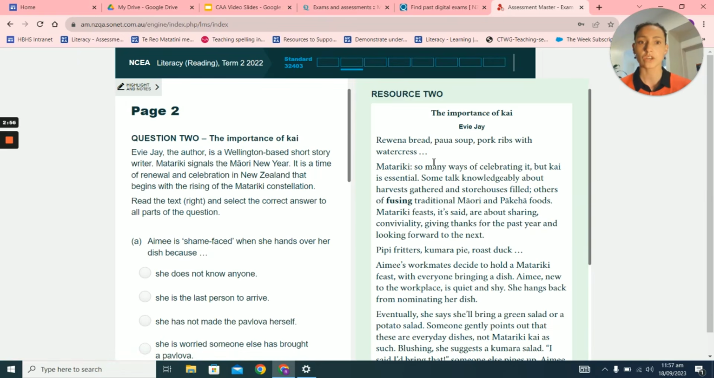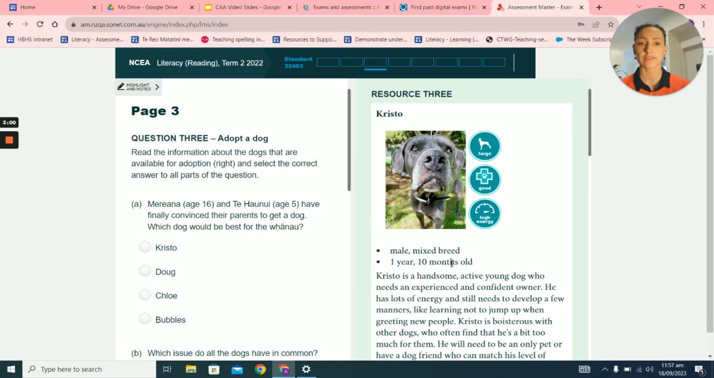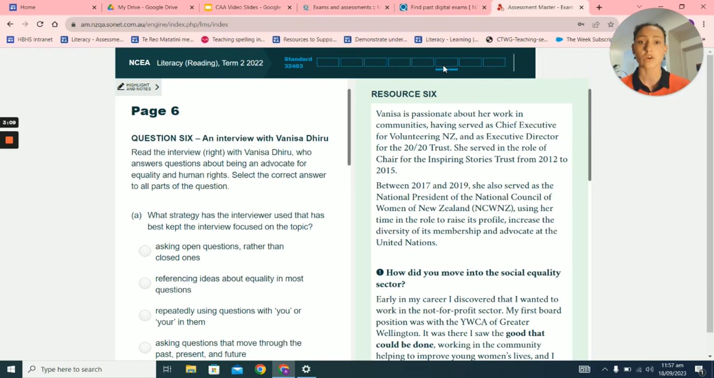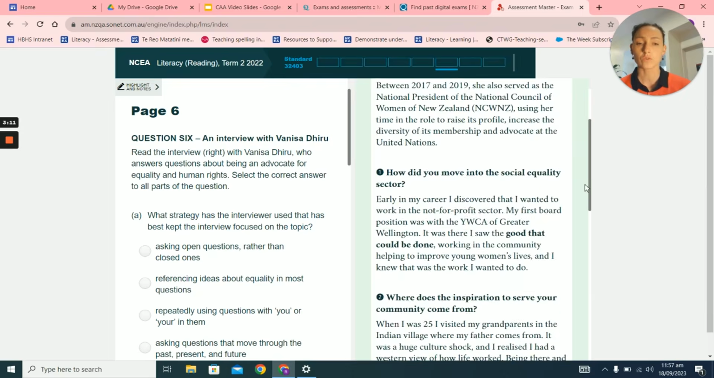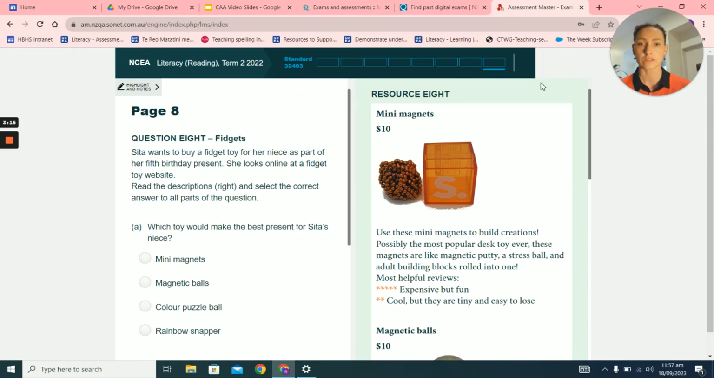So that's question 2, and there's the text. Question 3, and there's the text. All the texts are different topics. Some have pictures, some don't. They might have bullet points, they might be a text message conversation. There's all sorts of different texts there. Now let's just go on to this last one for the purposes of this video.